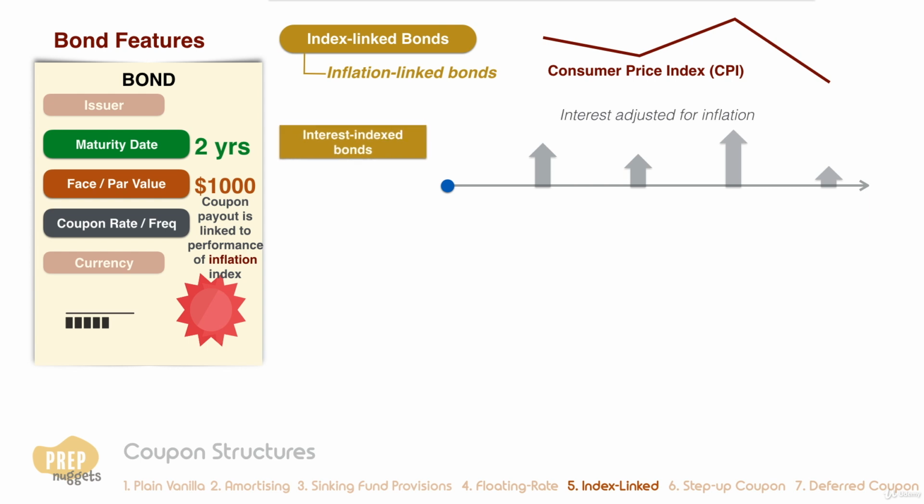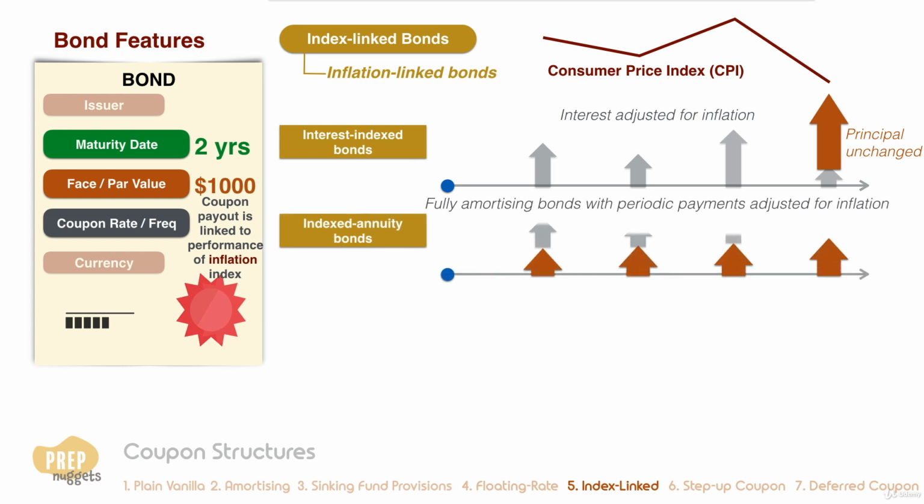Interest index bonds have their coupon rates adjusted for inflation. The principal remains unchanged throughout the tenor and is fully repaid on maturity. Indexed annuity bonds are fully amortizing bonds in which the principal is progressively repaid. The periodic payments are directly adjusted for inflation or deflation.